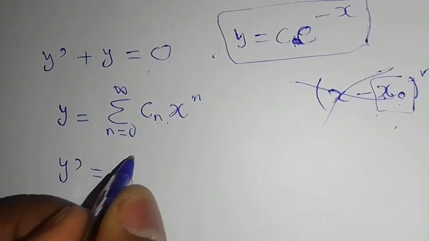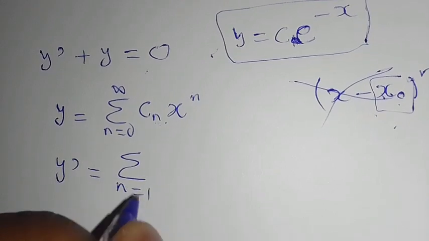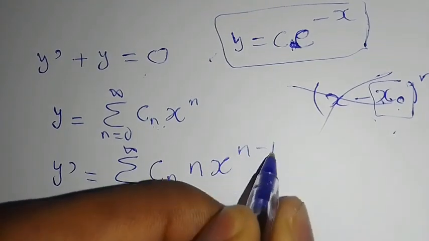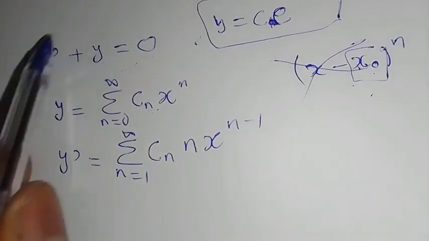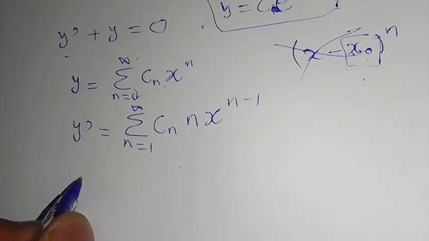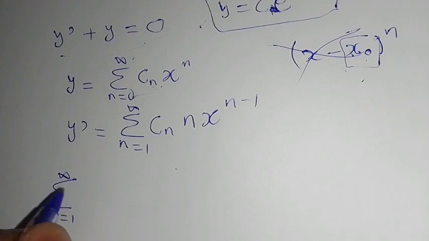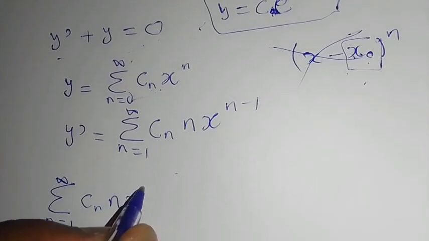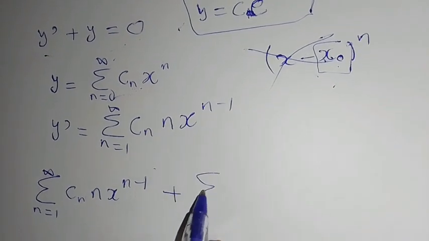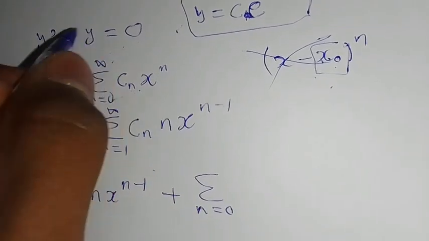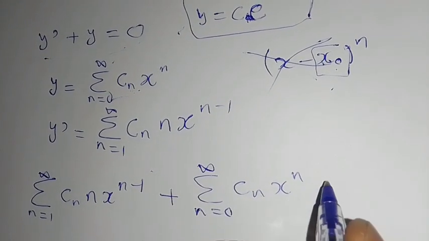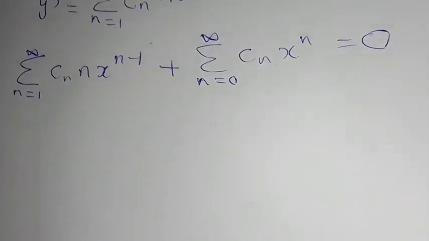y prime will basically be the summation starting at 1 to infinity of cn n x to the power of n minus 1. So we rewrite that differential equation in terms of our series. We have the summation starting at 1 to infinity of cn n x to the power of n minus 1, and then plus the summation starting at 0, because it's y now, to infinity of cn x to the power of n equals 0. Now notice something here.